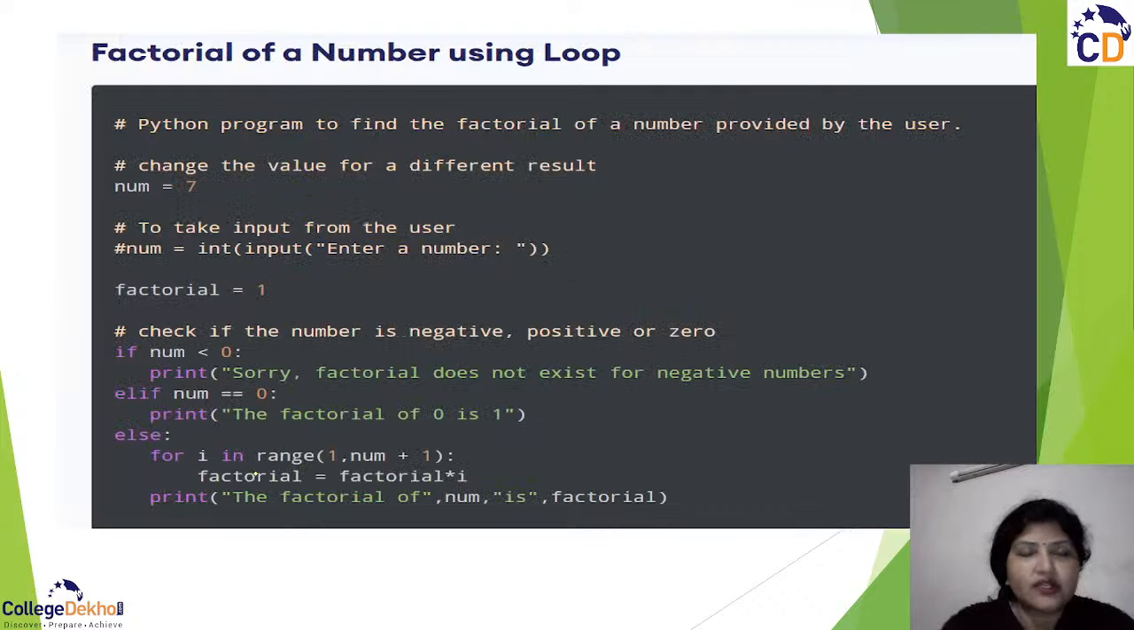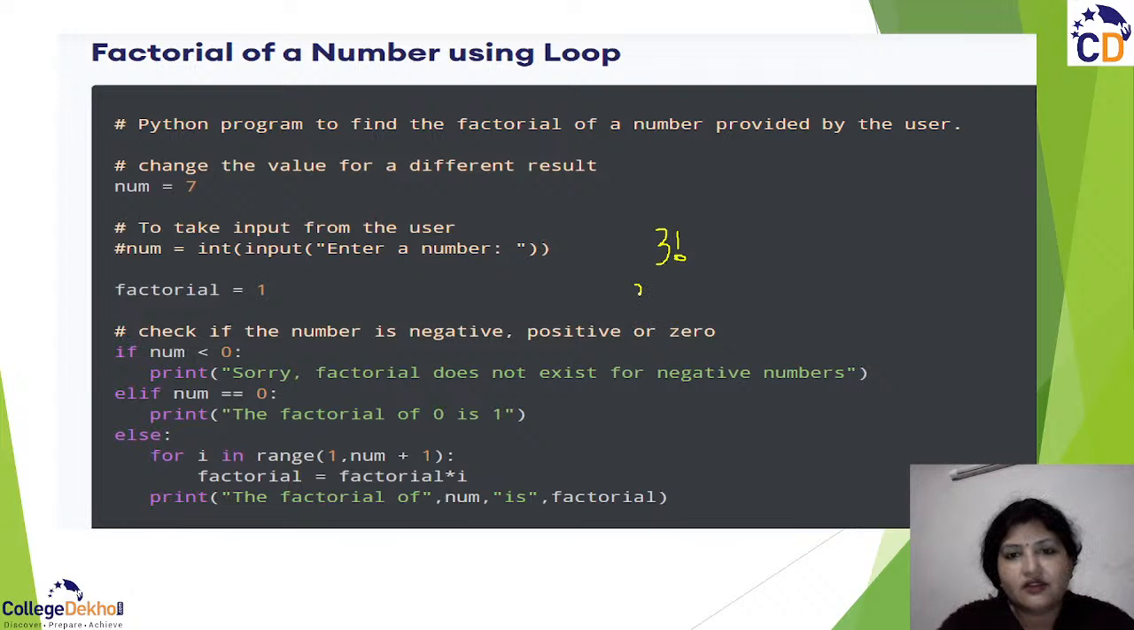Let's move to the next function. So the next function talks about the factorial of a number. Now what is the factorial of a number? Suppose I say 3 factorial. Then 3 factorial would be 3 into 2 into 1. So that's how it works.